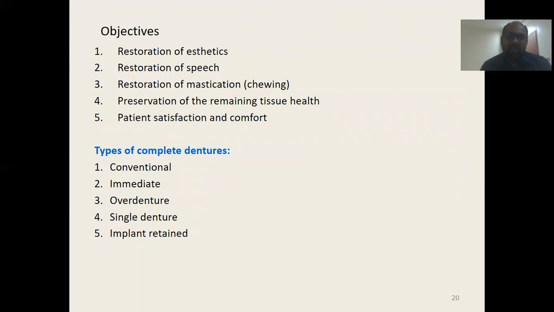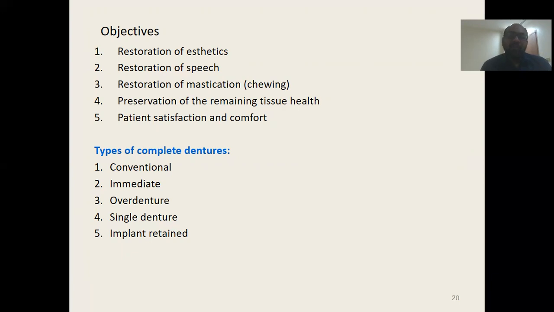Now, the objectives of our complete denture treatment would be restoration of aesthetics and restoration of speech. Primary, like any other edentulous patient, the patient would want to chew. So that is the primary objective in most of the cases. And preservation of remaining tissue health, as I said earlier, is also of utmost importance. And then you have patient satisfaction and comfort. So all these are the objectives by which we fabricate a complete denture.